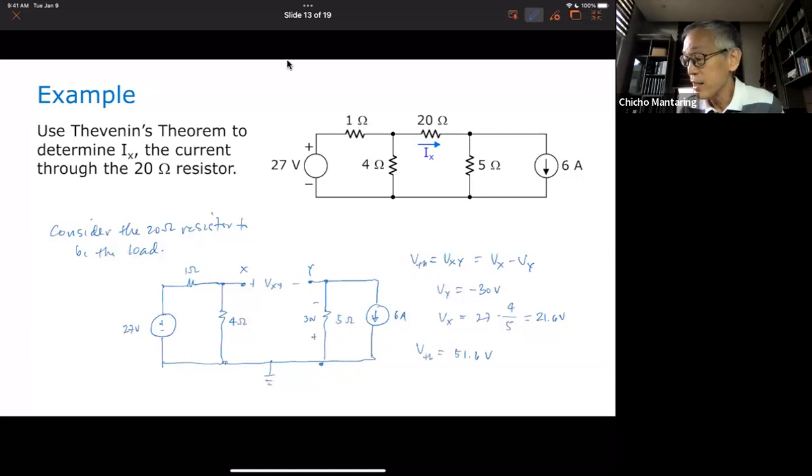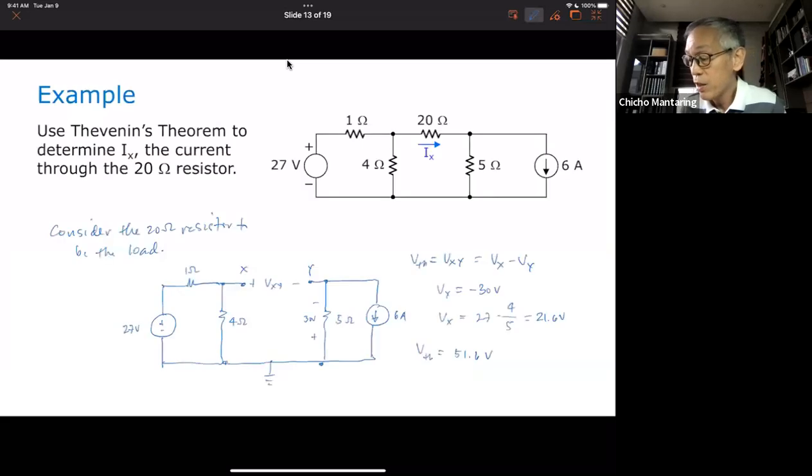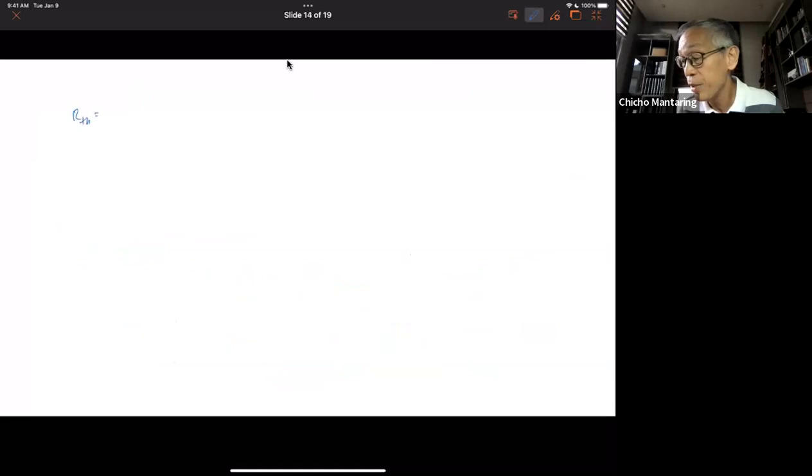Okay, what about RTH? I'll let you compute for RTH. What did we say we have to do? Okay, first of all, we can use the method that we discussed because our sources are independent sources. So what do we have to do? We have to suppress the sources and then get the resistance looking into terminals X and Y. So can somebody tell me what the value of RTH is going to be? Anyone?